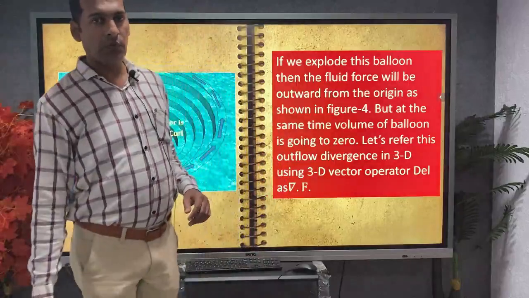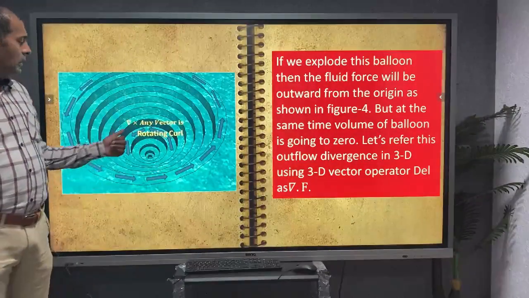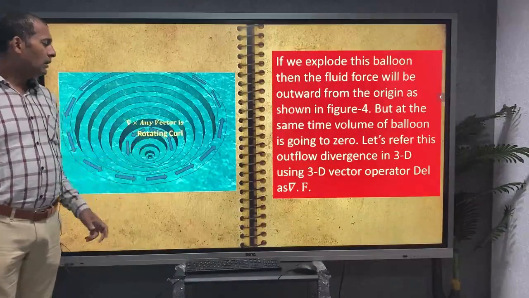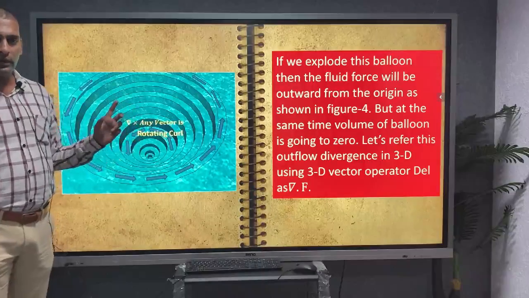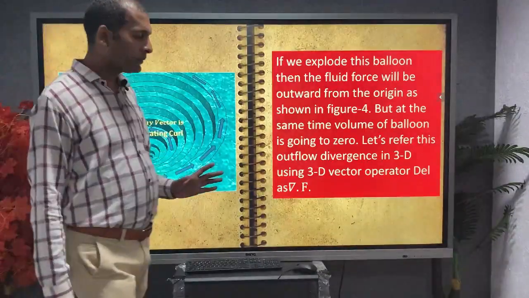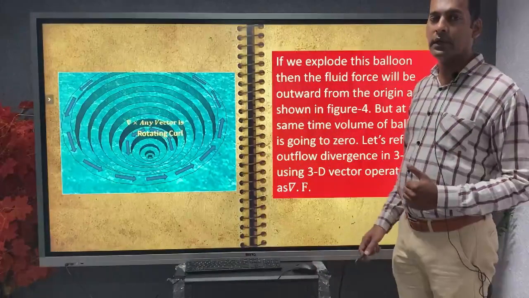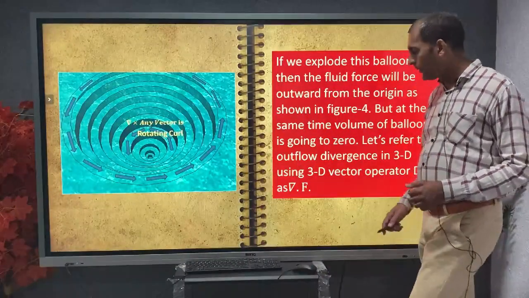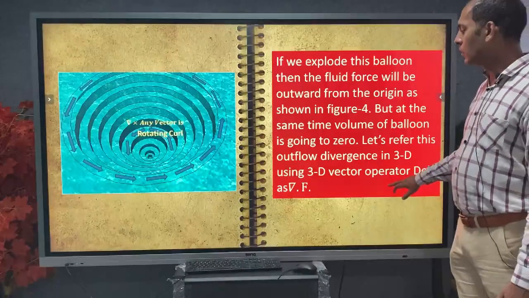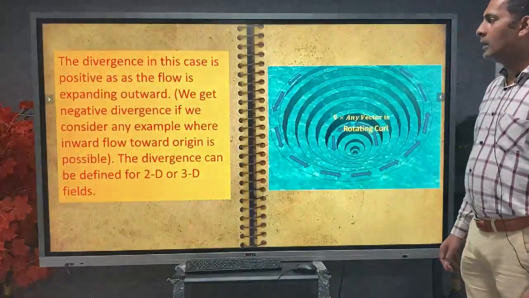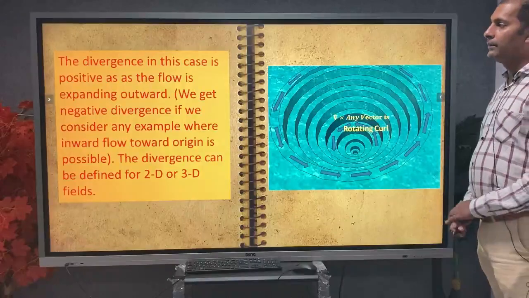Now curl is a rotating force, circulation. When we take the cross product, we call it a curl. Del cross any vector is a curl, a rotating curl, like a twister. This is an example of a curl. Divergence is outflow or inflow, and curl is the rotational force.